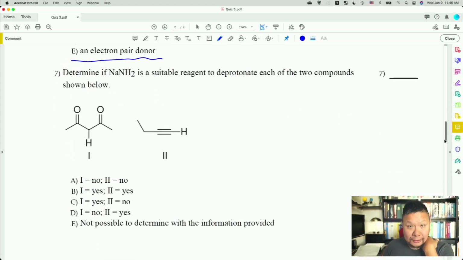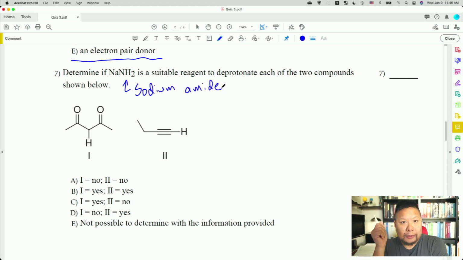Next, determine if this structure right here, NaNH2, which is a molecule known as sodium amide, would be a suitable reagent to deprotonate each of the two compounds, structure 1 or structure 2. Well, I'll tell you right now that when you separate sodium amide out, you get the sodium cation and the negatively charged amide with an extra electron pair.